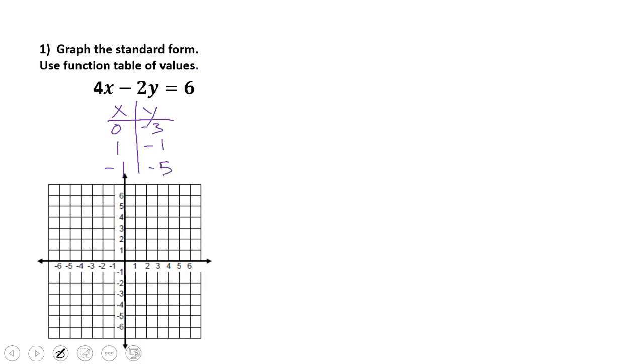Where I can then go to the graph, and I can graph these 3 ordered pairs, (0, negative 3), (1, negative 1), and (negative 1, negative 5). And then, of course, I can draw my accurate, precise line using a straight edge, and voila.